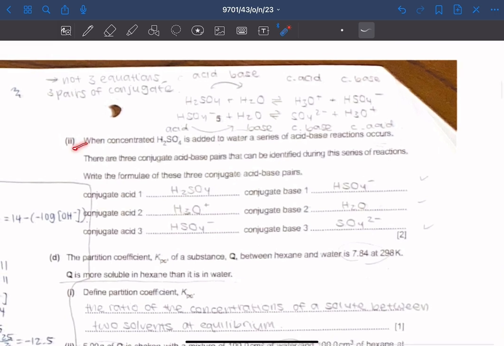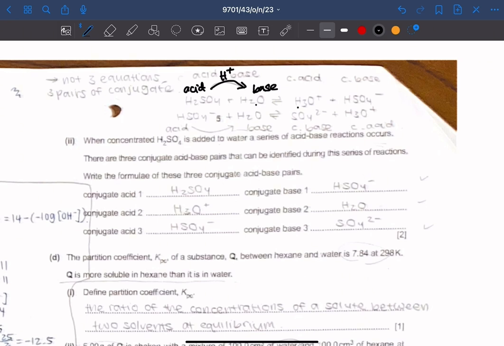Next question, II. When concentrated H2SO4 is added to water, a series of acid-base reactions occur. There are 3 conjugate acid-base pairs that can be identified during the series of reactions. Write the formula of these 3 conjugate acid-base pairs. So, we can first write the equation between H2SO4 and water. H2SO4 is added to water to form... H plus ion moves here. This acts as an acid. Water is actually amphoteric, it can act as an acid or base, but in this equation it acts as a base. H plus moves to the H2O.